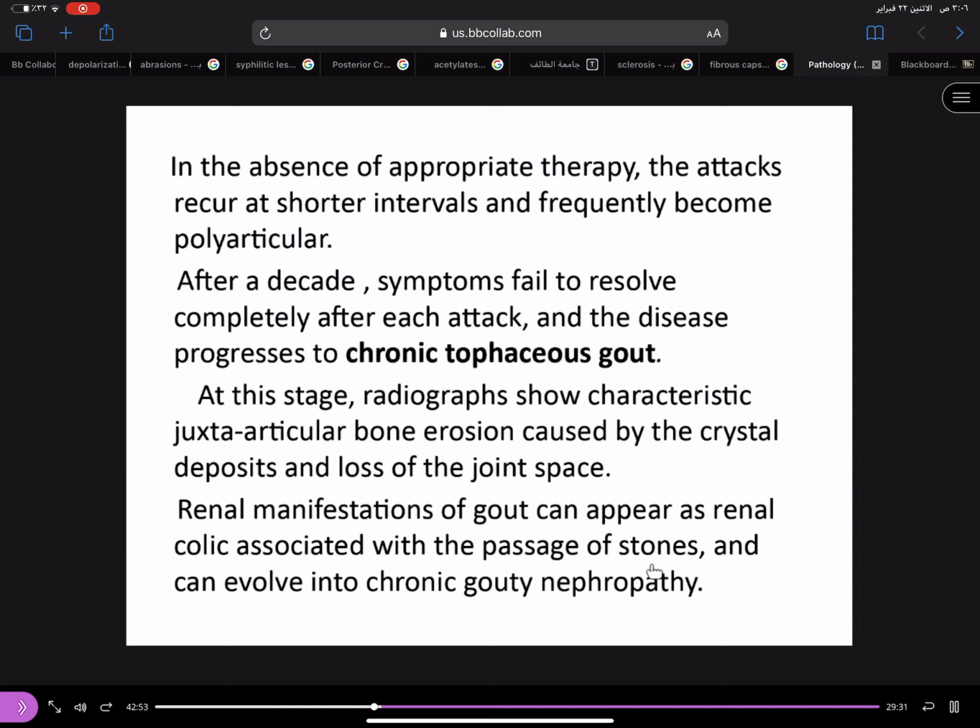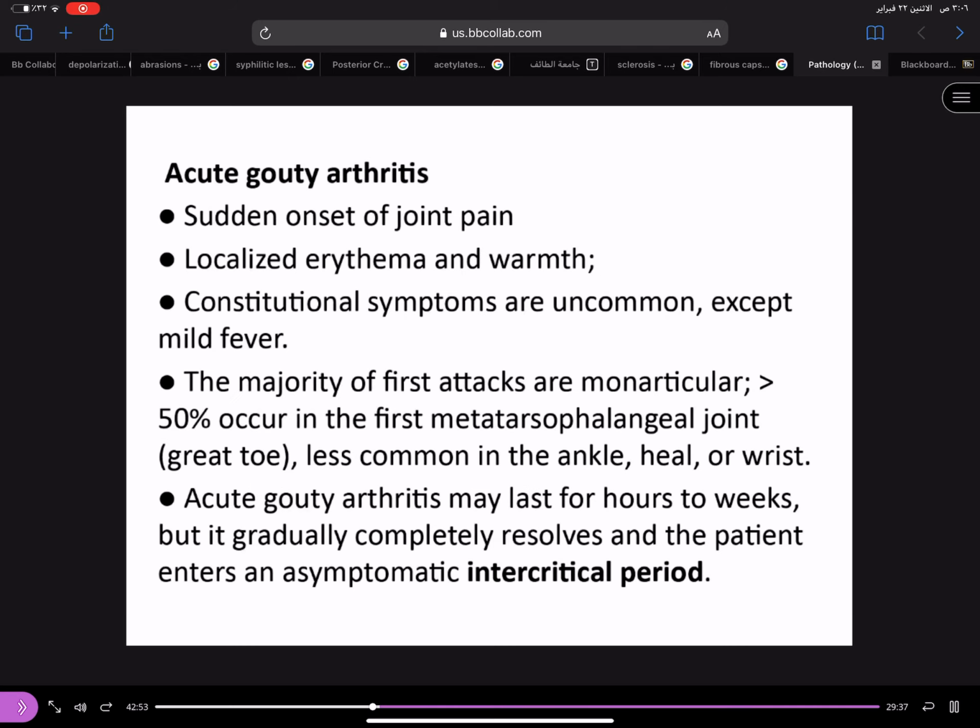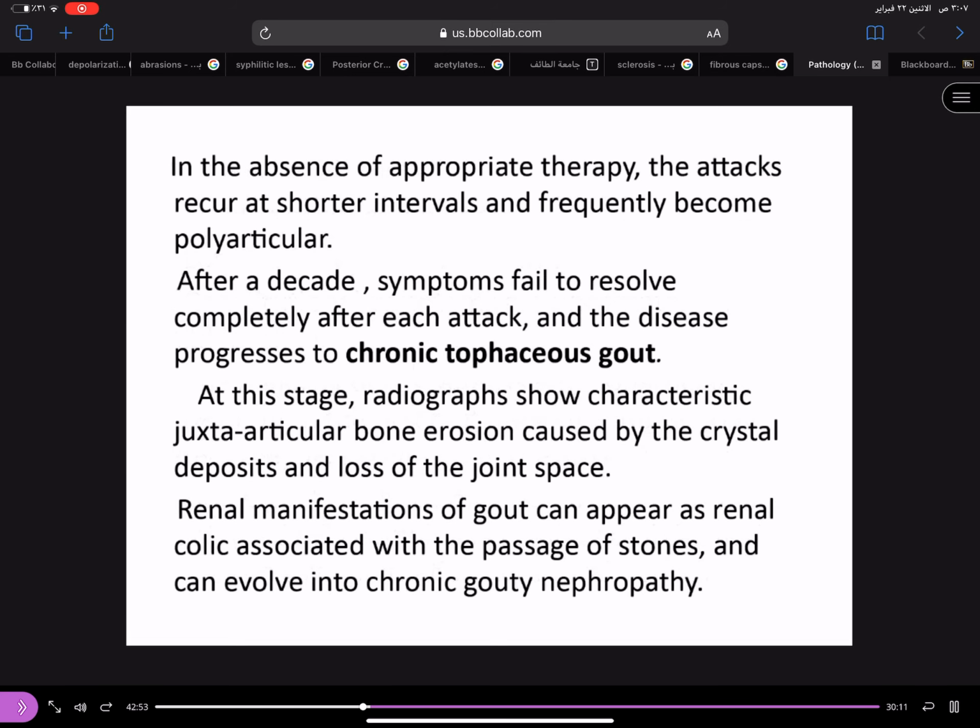So I will repeat, just listen again. The first is asymptomatic hyperuricemia. Then acute gout, sudden pain starts with all signs of inflammation: swelling, redness. Most of the time the first attack is in one joint, and the joint is the big toe, but gradually it can involve other joints also. Then the person becomes normal. This is the intercritical period.